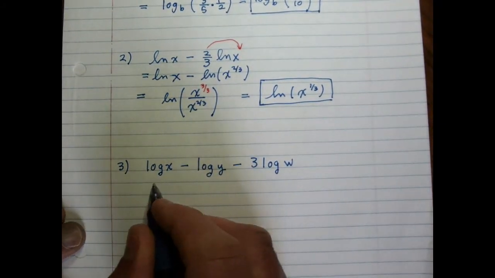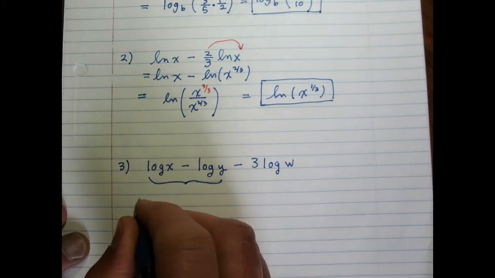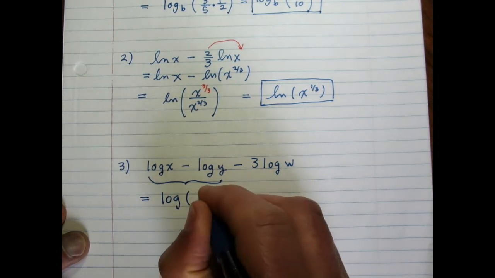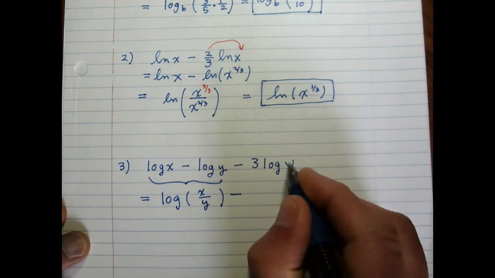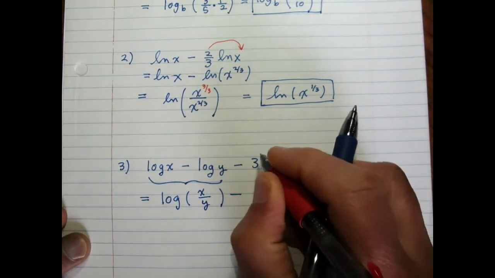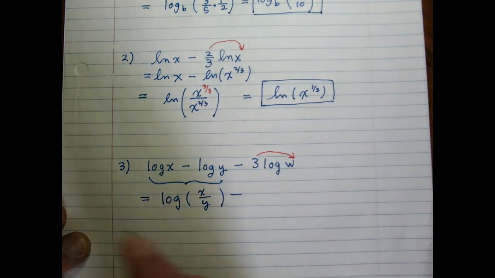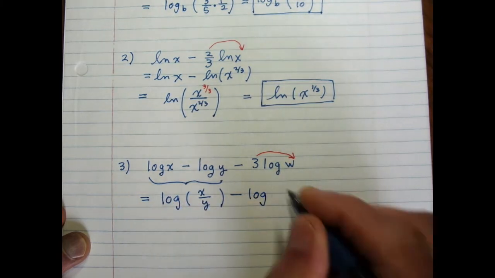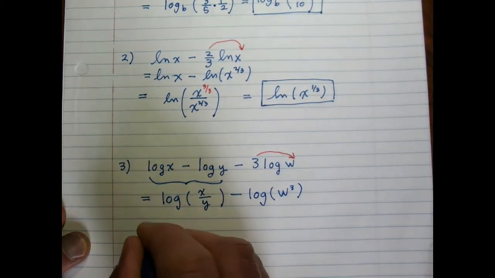And here we have another number 3, so we'll start out with the first two. That's kind of similar to number 1, right? We got log of x over y minus 3 log of w. Now that 3 has to be taken back inside as an exponent before I can combine the third log with the earlier one. So that's log of w to the third.